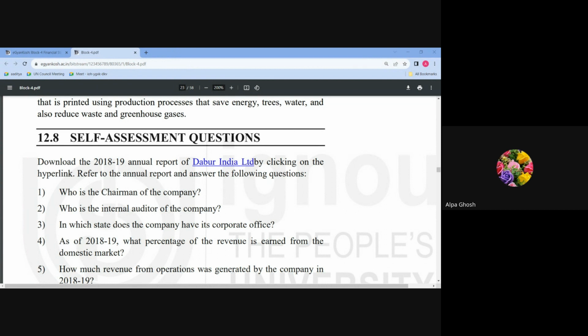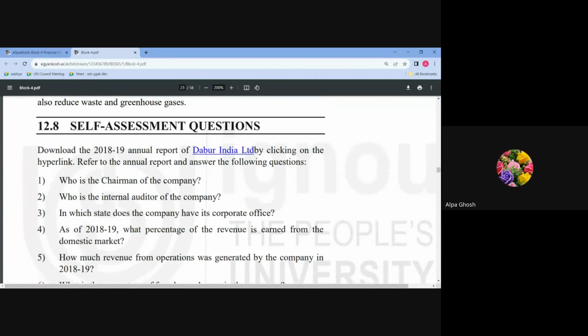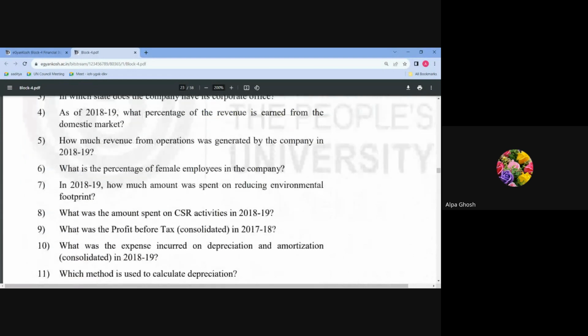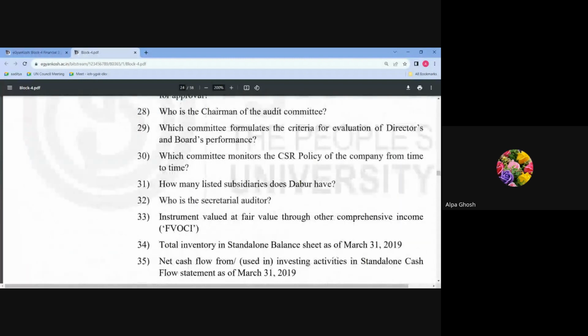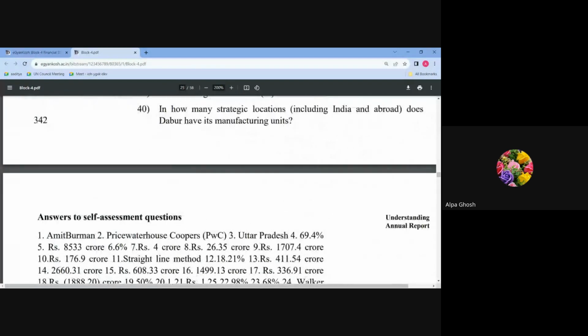Who is the chairman of the company? Who are the internal auditors of the company? Do they have a corporate office located at their place? How much do they earn from the domestic market? How much do they earn from the international market? Is the company involved in social responsibility activities? So these are a few questions. You can yourself come up with the answers. How much tax they have paid, and so on. There are so many questions. These are all self-assessment questions. 40 questions are there. You can easily find them.